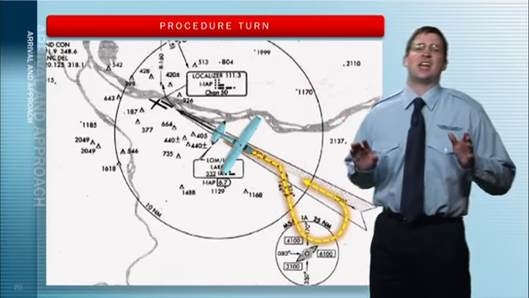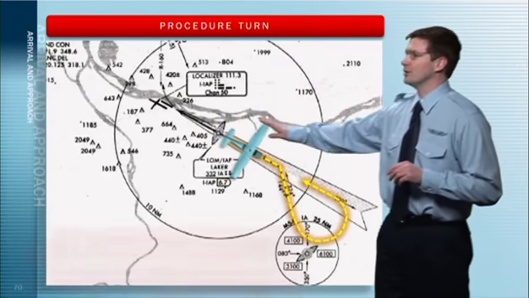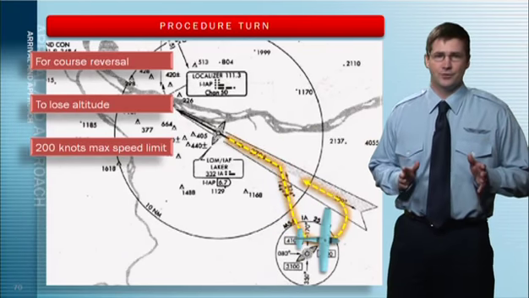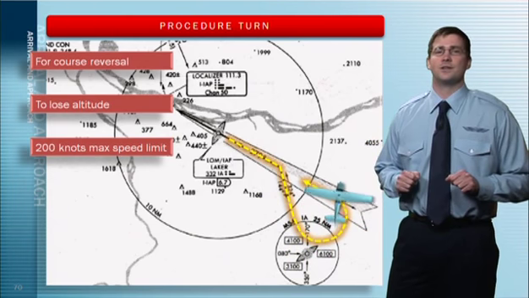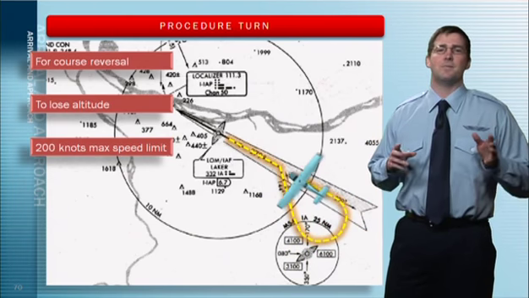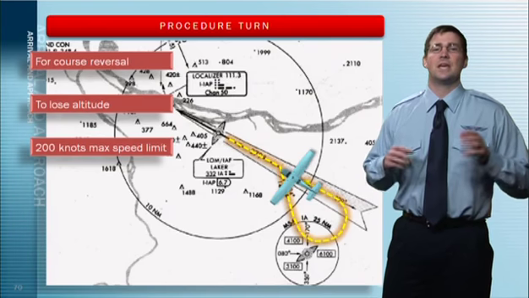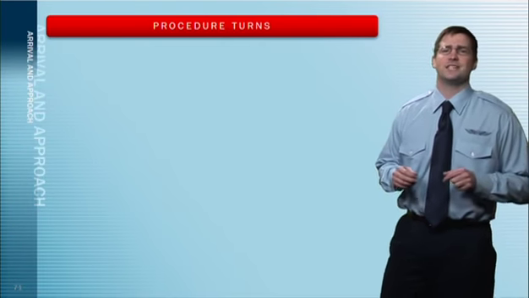Now let's look at an aircraft flying a procedure turn with this example you see right here. The procedure turn is used for 2 purposes, to reverse course and to lose altitude, and it must be done at or below 200 knots maximum speed. Here is additional information on some procedure turns.